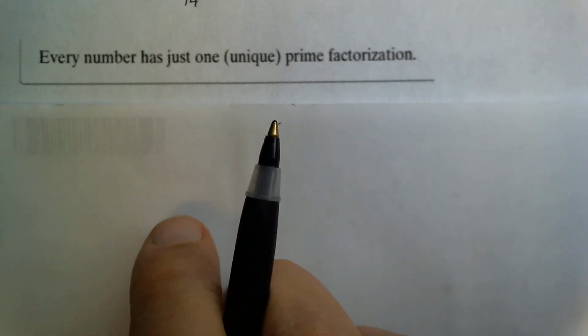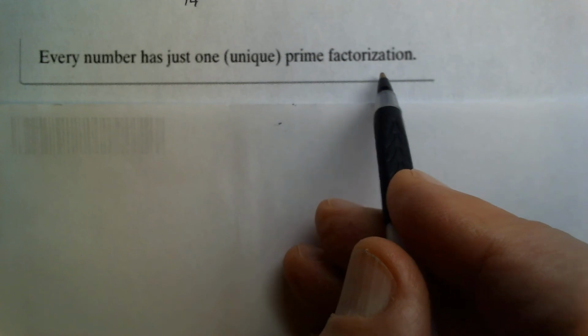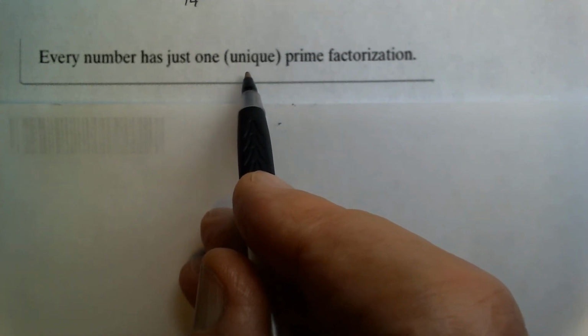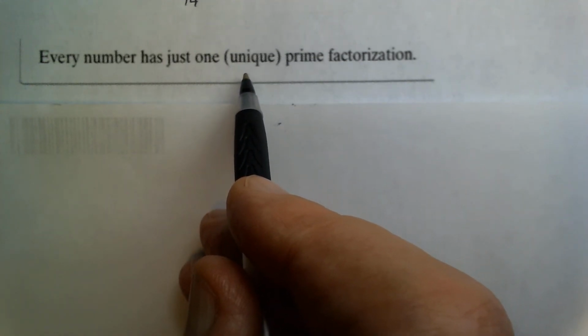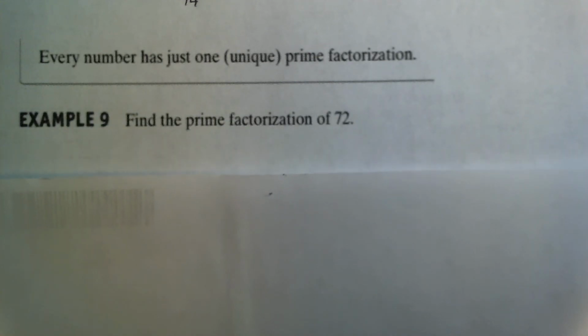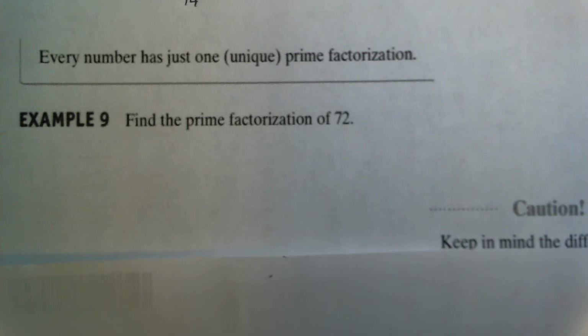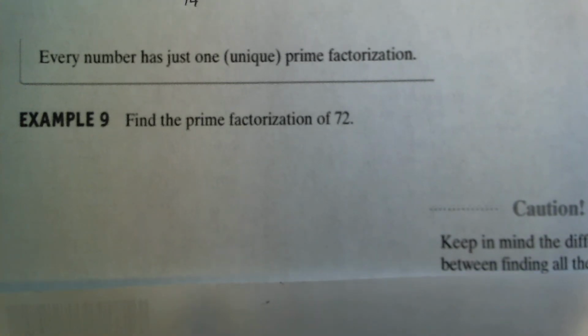Here's an important observation. Every number has just one prime factorization, in other words, a unique prime factorization, other than the order in which you list the factors. But since multiplication is commutative, the order of the factors is not relevant. There are many different ways to determine the prime factorization of a number, and let me show you one that's very easy to do. It's called the tree method, and you can use that for many, many numbers.